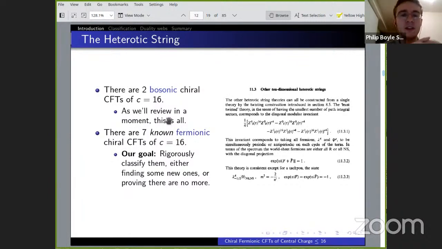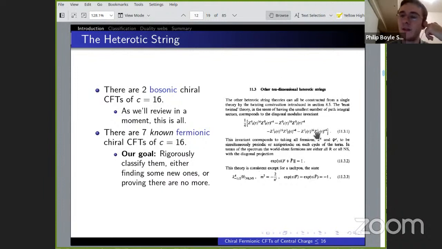But while there are seven known fermionic CFTs of central charge 16, this is not, to our knowledge, a rigorous result. So for example, if we open Polchinski's volume 2 and look at how he constructed these seven heterotic non-supersymmetric strings, what we would find is that he basically uses a construction based on alternative GSO projections. So he takes a collection of free fermions on the worldsheet and splits them into groups and gives them GSO projections individually. And by taking various combinations of these, you arrive at the seven theories.